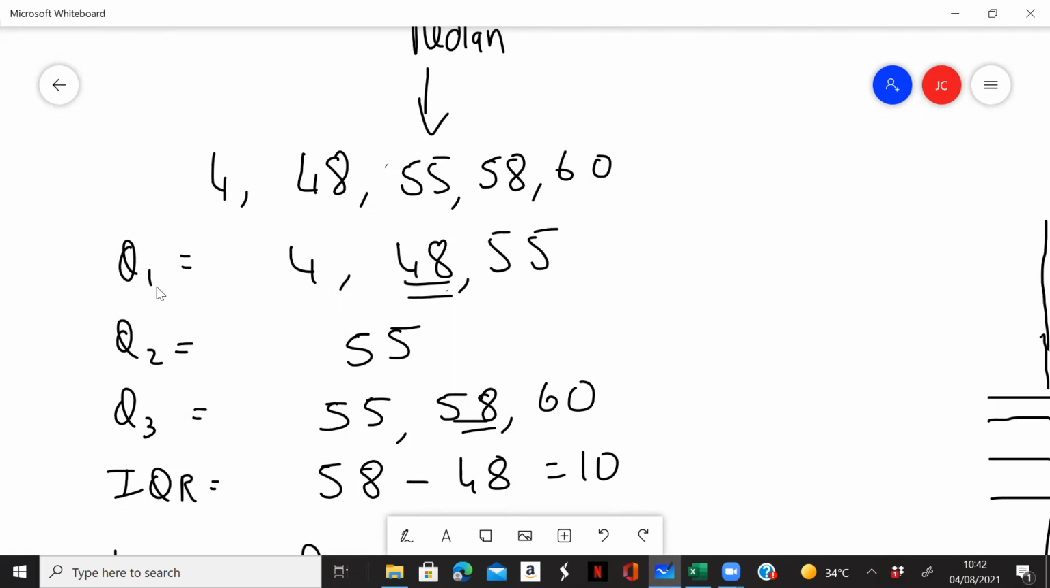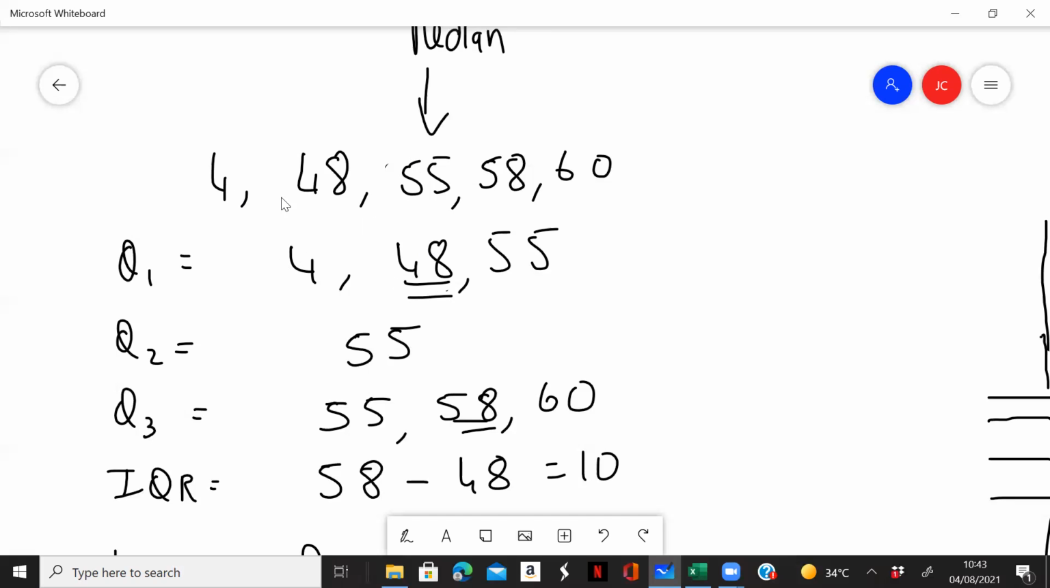Let's say your principal tells you, I want to know what is the cutoff point for the first 25% of the class, or the bottom 25% of the class. And my answer here, which I'm going to explain in a second, my answer of 48 can be interpreted as follows. 25% of my students have obtained a grade of 48 or less.